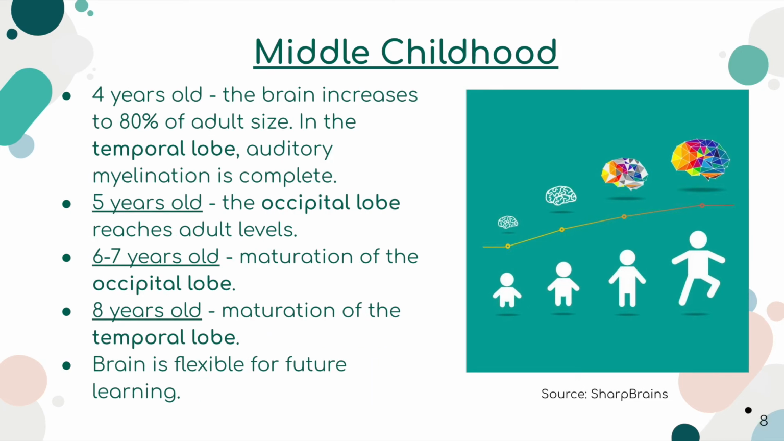Next comes the middle childhood phase. This is approximately around the age of 4, when the brain increases to 80% of an adult size. In the temporal lobe, auditory myelination is complete during this stage of life. This is necessary for insulation around the auditory nerves and long-term neurodevelopment. At 5 years old, the occipital lobe reaches adult levels. At between 6 to 7 years old, maturation of the occipital lobe is complete. And finally, at 8 years old, maturation of the temporal lobe, and the brain is flexible for future learning.